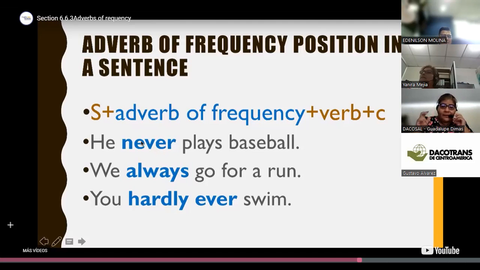We always go for a run. Okay, we always go for a run. ¿Cómo quedaría, Lupita, nuestra oración quitándole la frecuencia?